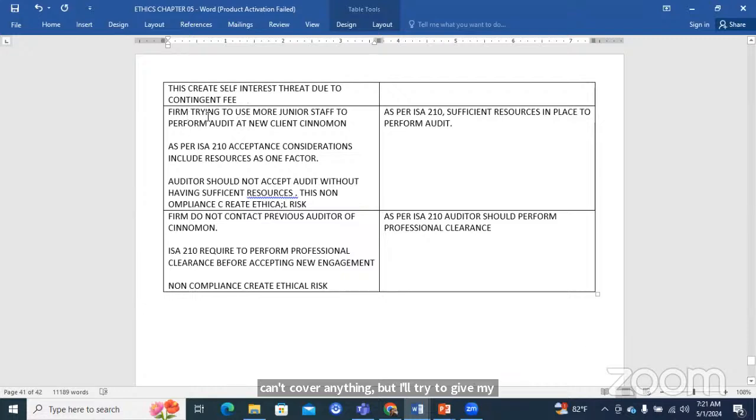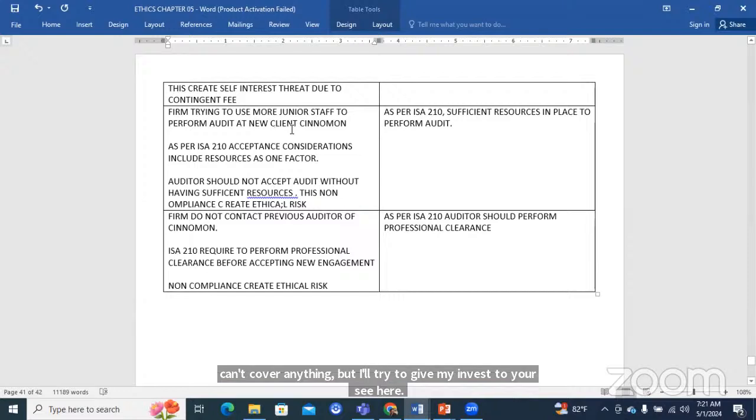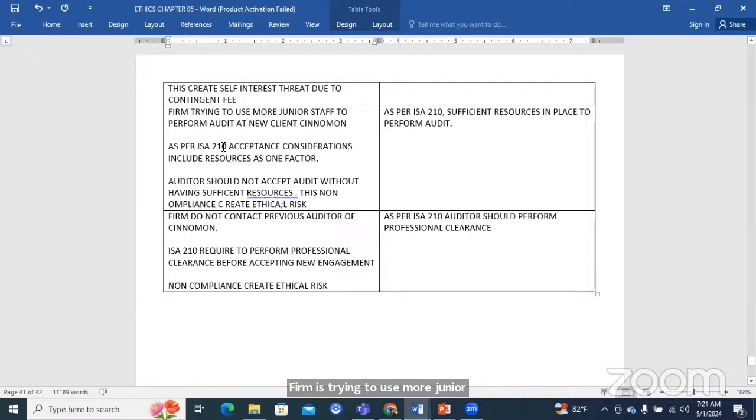See here, the firm is trying to use more junior staff to perform the audit of the new client called Cinnamon. As per ISA 210, acceptance considerations include resources as one factor. You should accept based on resource availability. An auditor should not accept an audit without having sufficient resources. That is also non-compliance. It's an ethical risk. It's an ethical issue. It is not a threat.